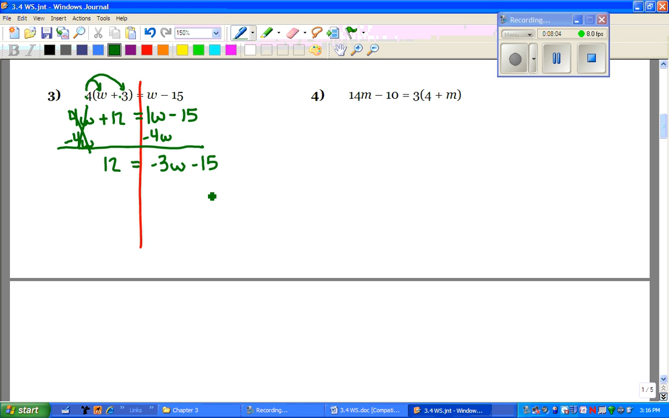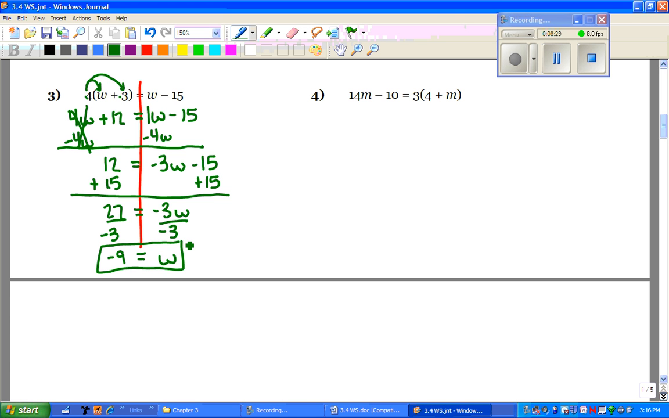What should I do with this minus 15? My variables are on the right side. I want to move my constants to the other side. 12 plus 15 gives me 27 is equal to negative 3w. And the last step is to divide by negative 3. Divide by negative 3. I get w is equal to negative 9.